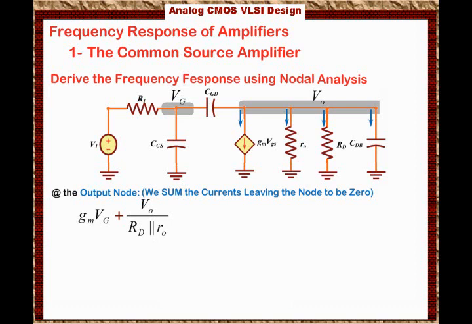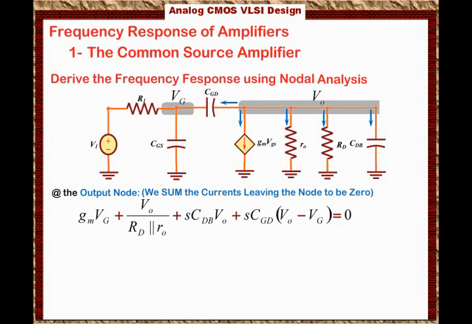The current leaving the capacitance is the admittance times the voltage, so it is S times CDB times Vout, plus the current leaving the shunt capacitance. Because this is a capacitance, it is the admittance of that capacitance times the voltage across it, from the output to the gate. So it is S times CGD times (Vout minus VG), and that should equal 0.